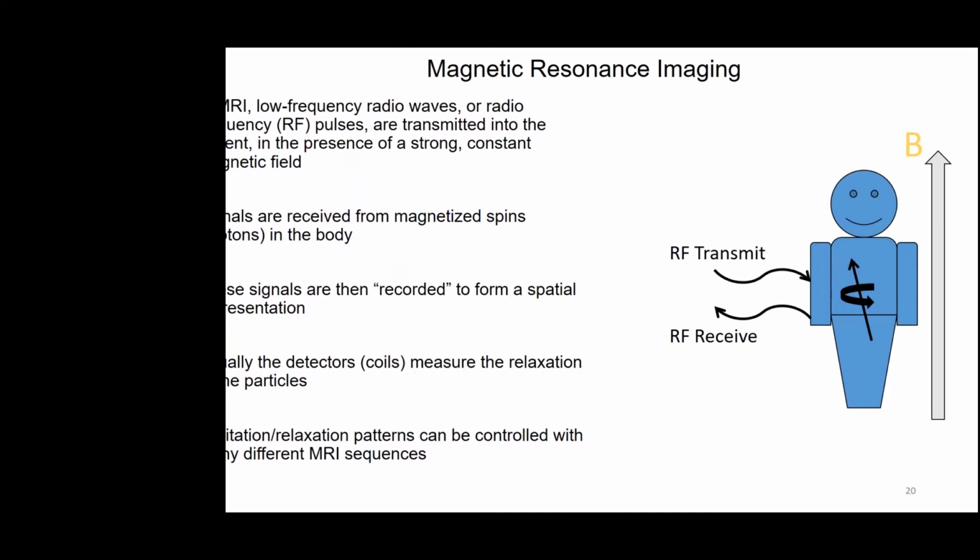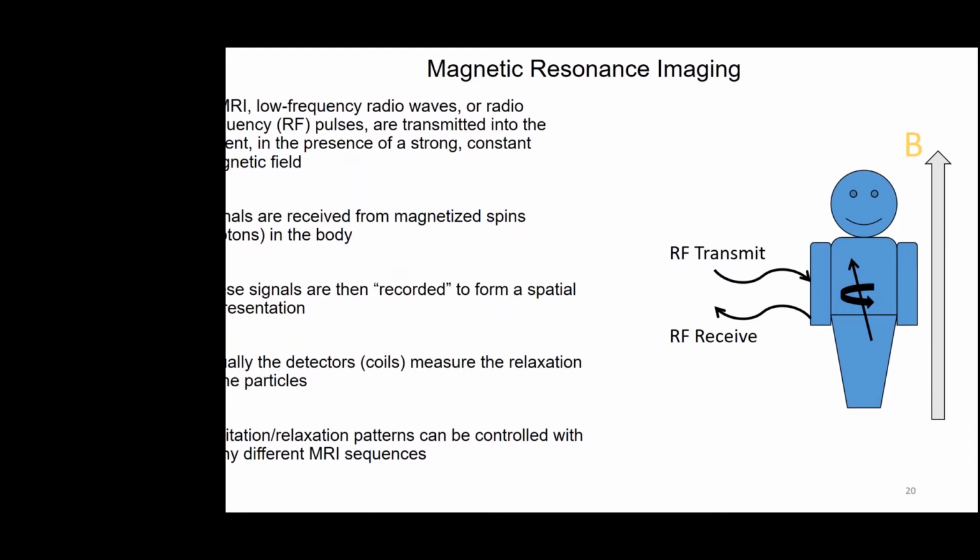So then radio frequency waves are applied that change the magnetization vector, and the return of the magnetization vector to its original position is what is mostly measured. Now, this is related to the structure of the tissue, so it can detect changes between different types of soft tissue.